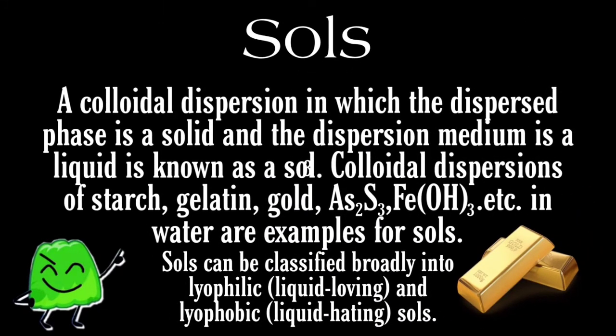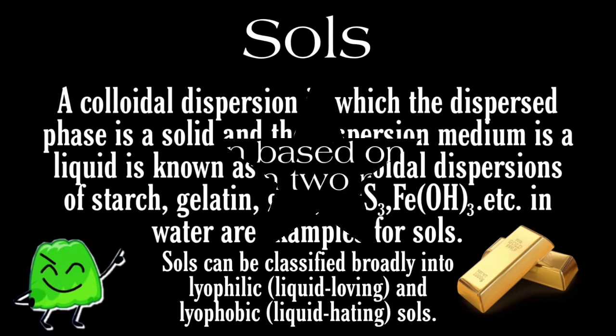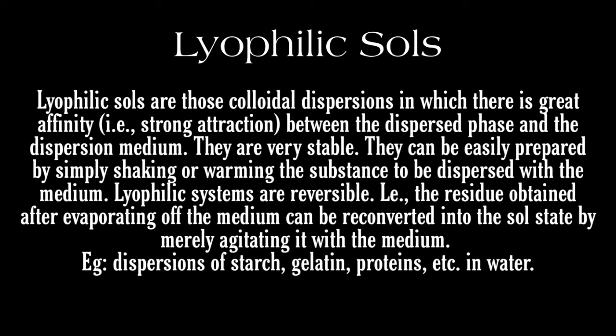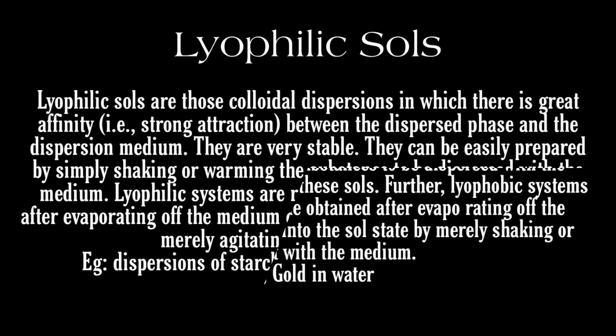Now, let's get familiar with another term, the sols. It's a colloidal dispersion in which the dispersed phase is a solid and the dispersion medium is a liquid. For example, gold in water. We can divide the sols into two types, the lyophilic sols and the lyophobic sols. Now, we can take a look at the lyophilic sols. As the name suggests, the affinity between the two phases is high, hence they will be much more stable. For example, the dispersion of starch in water. These are easy to prepare due to their affinity. More on the preparation will be covered in the next part of the video.